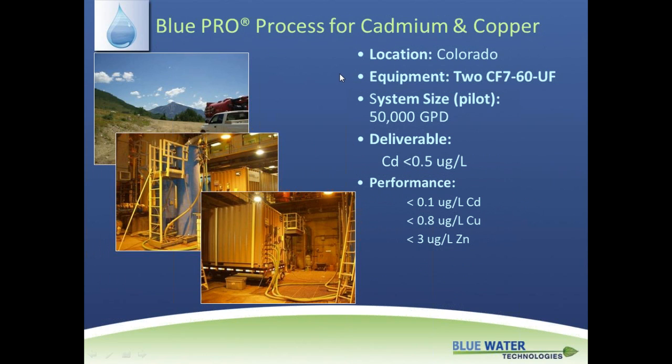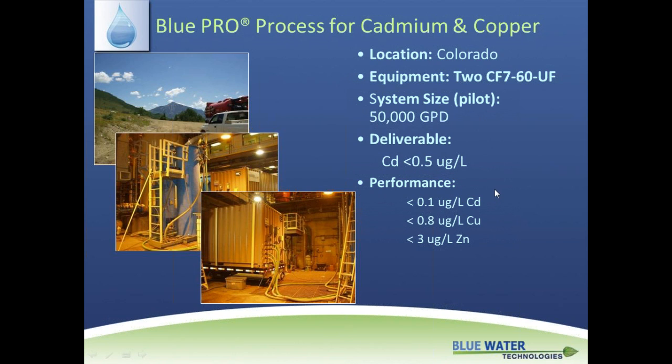Here's another project that's in process for cadmium and copper removal. It's a U.S. energy site in Colorado. So far, we've done the bench testing and the piloting within the design life cycle for this particular project, and we're now into design for full scale. The pilot system was a 50,000 gallon per day system. The deliverable, for current needs, is cadmium to less than 0.5 micrograms per liter.